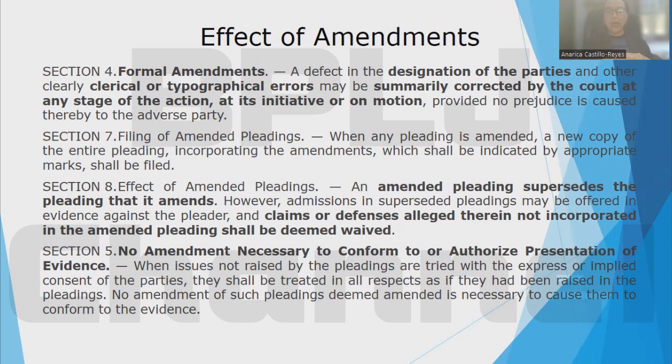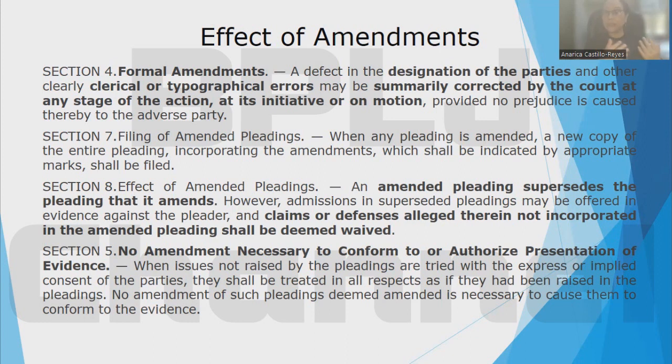How about formal amendments? What are those formal amendments? A defect in the designation of the parties and other clerical or typographical errors may be summarily corrected by the court at any stage of the action, at its initiative or upon motion, provided that there is no prejudice caused to the adverse party. So with respect to formal amendments, it can be made at any time during the action, either motu proprio or upon motion of the party, provided that there is no prejudice caused to the other party.